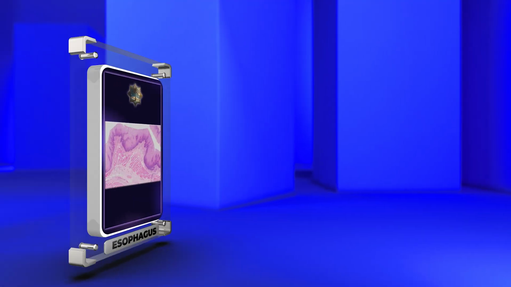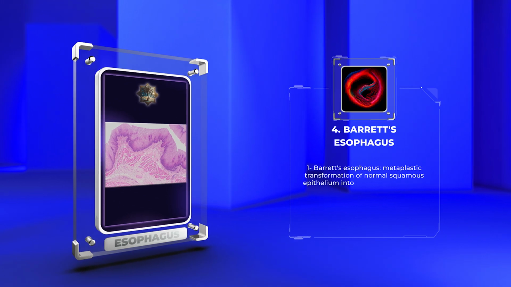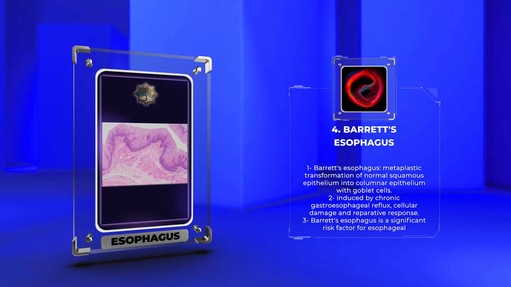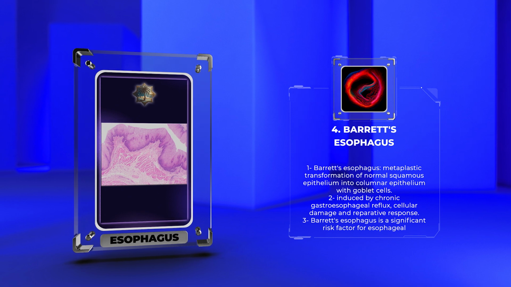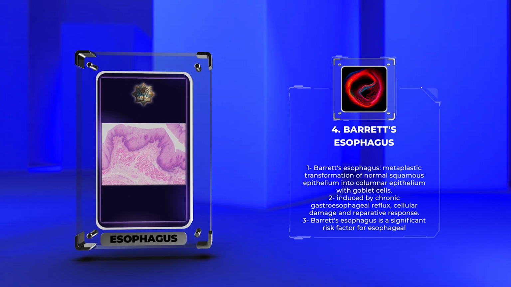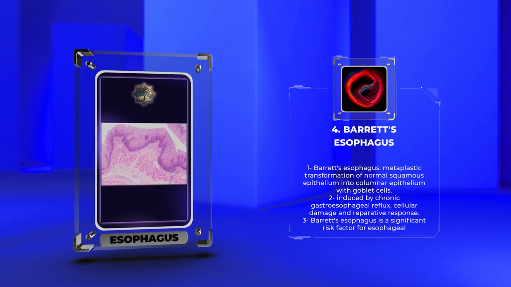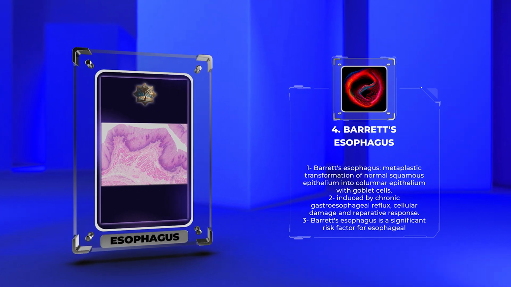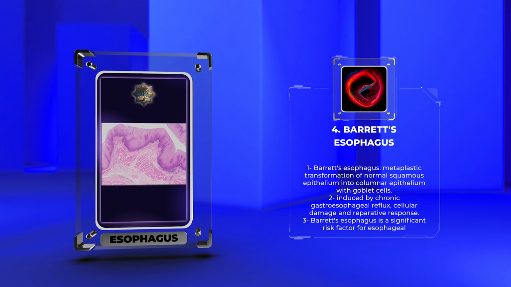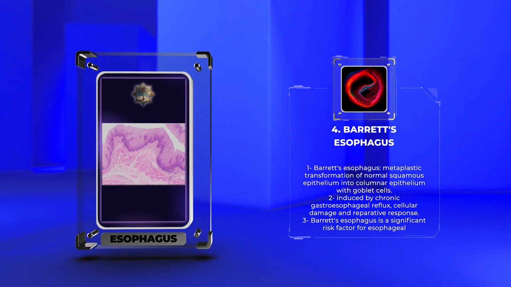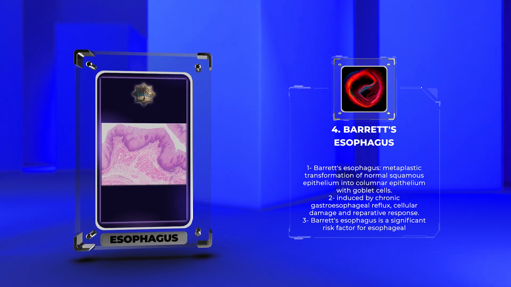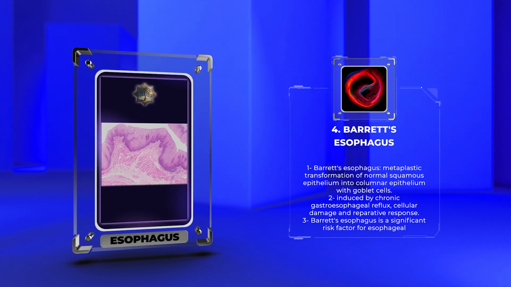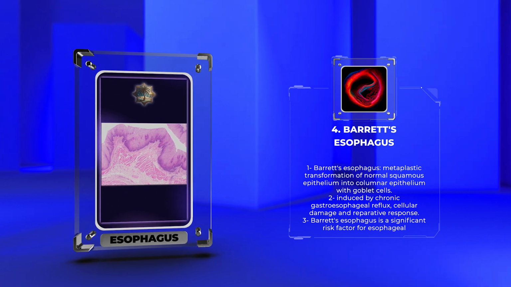Barrett's esophagus is a condition characterized by the metaplastic transformation of the normal squamous epithelium of the esophagus into specialized intestinal-type columnar epithelium with goblet cells. This change is primarily induced by chronic gastroesophageal reflux, where the constant exposure to gastric acid causes cellular damage and triggers a reparative response. Barrett's esophagus is a significant risk factor for the development of esophageal adenocarcinoma, a highly aggressive and lethal form of cancer.